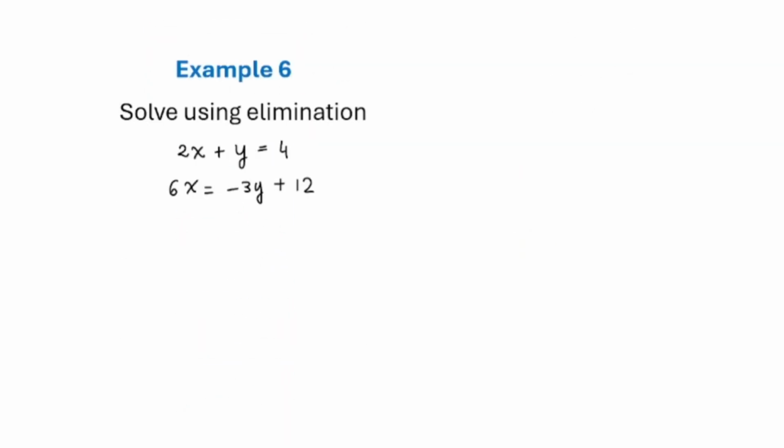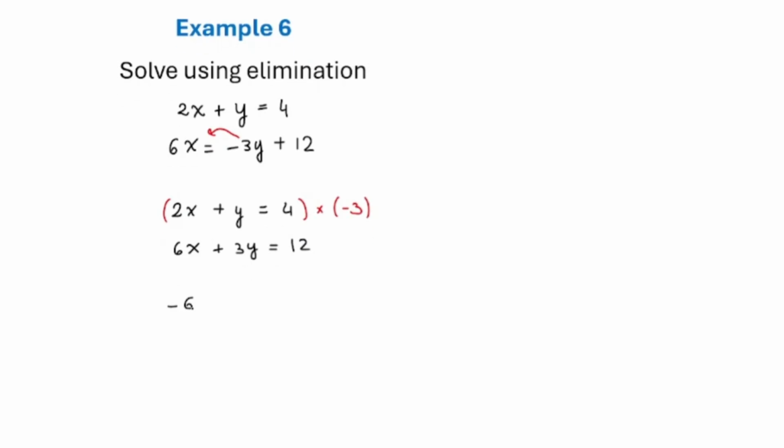Let's look at example 6. First, we align the terms by moving negative 3y to the left-hand side, where it becomes positive 3y. After aligning the terms, we have 2x plus y is equal to 4, and 6x plus 3y is equal to 12. We can eliminate either x or y by multiplying the first equation by negative 3. The first equation becomes negative 6x minus 3y is equal to negative 12. The second equation stays the same.